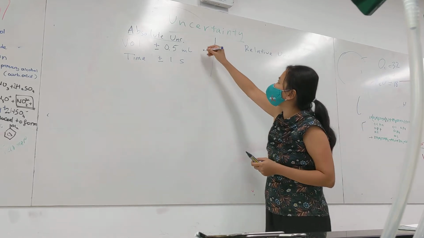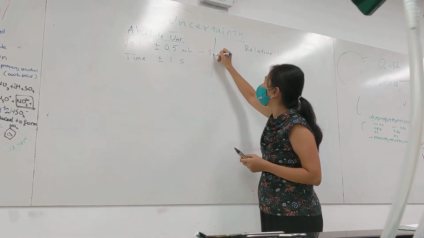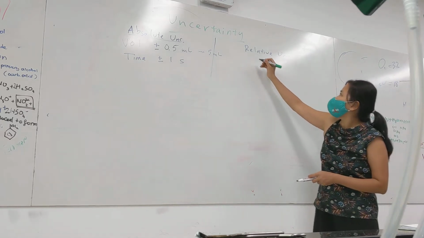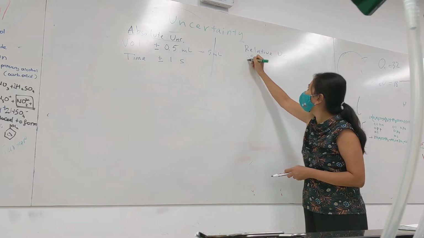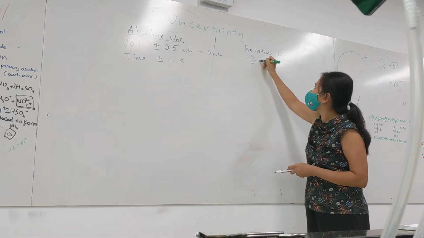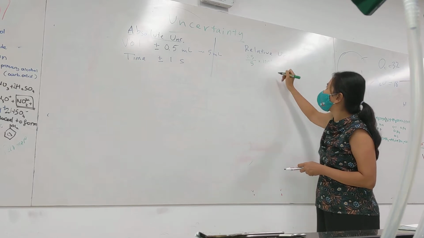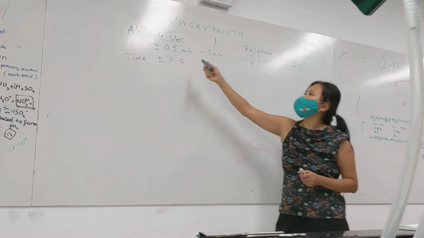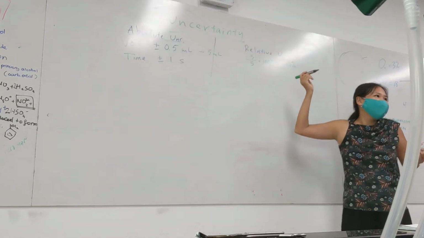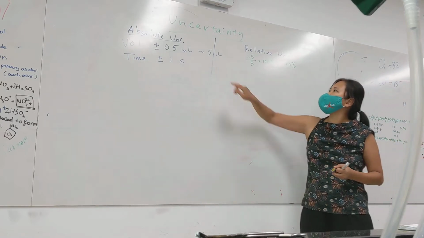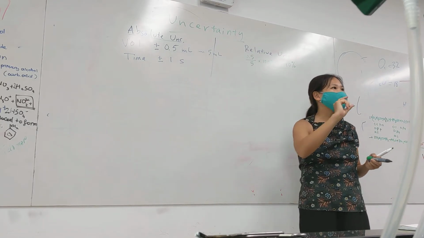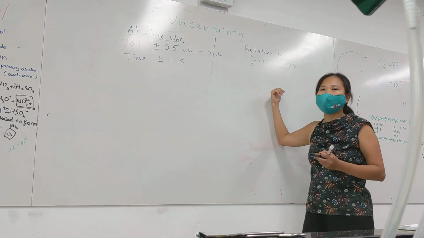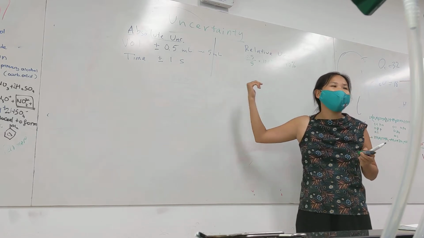So let's say you were measuring a volume of 5 milliliter, then what is your relative uncertainty for volume? Well, it's 0.5 divided by 5 multiplied by 100%. So that's 10%, right? So your relative uncertainty for volume is 10%. Seems pretty big. If you increase the volume that you measure, then your relative uncertainty will get smaller. So absolute uncertainty doesn't change, whereas relative uncertainty changes depending on the quantity that you're measuring.